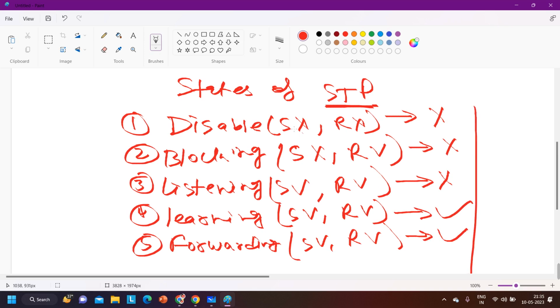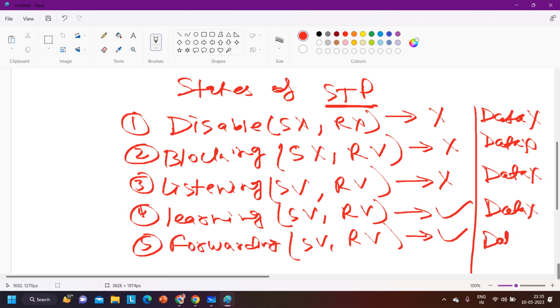Let's discuss the data flow. Disable state cannot forward data, blocking state cannot forward data, listening state cannot forward data, learning state cannot forward data, and only forwarding state can forward data. So data forwarding will happen only in forwarding state. MAC address learning starts in learning state, and BPDU sending starts from listening state. Done.